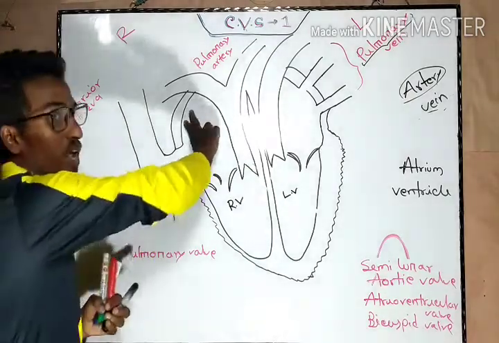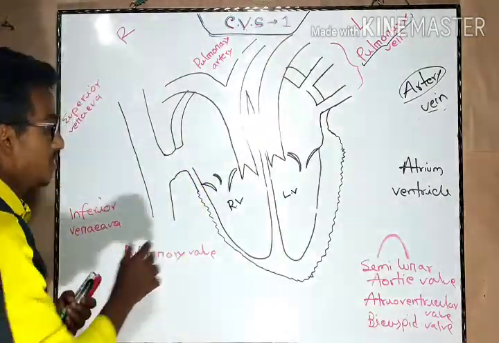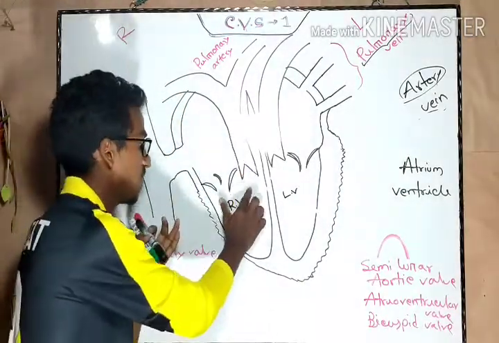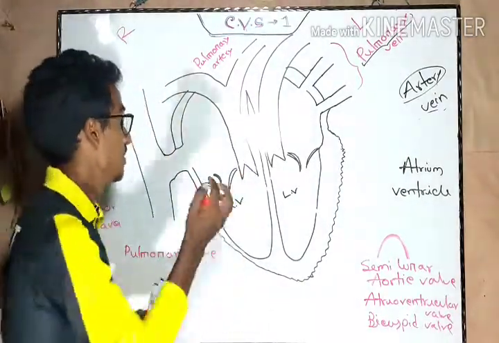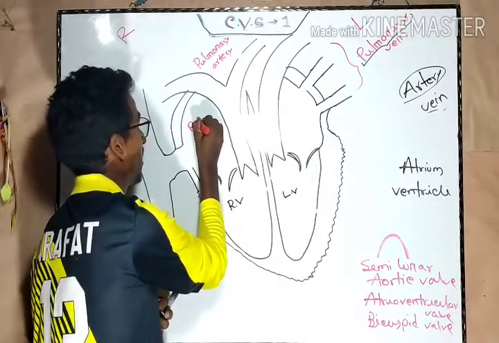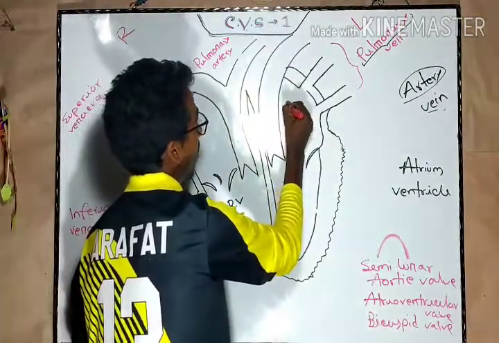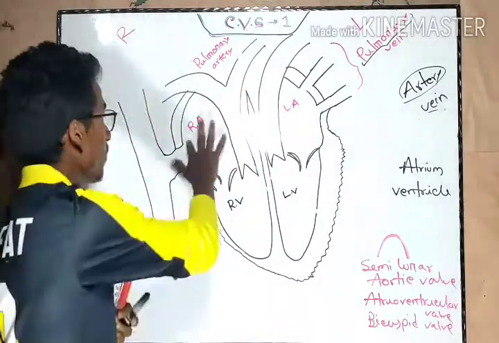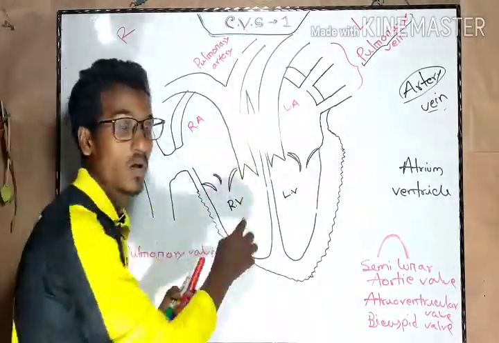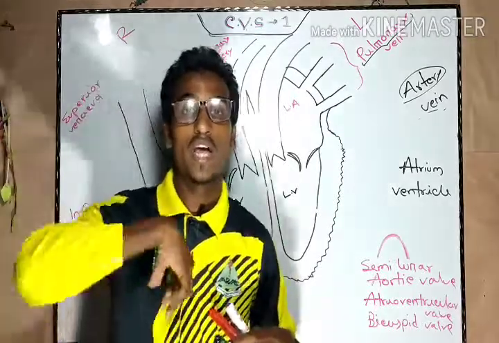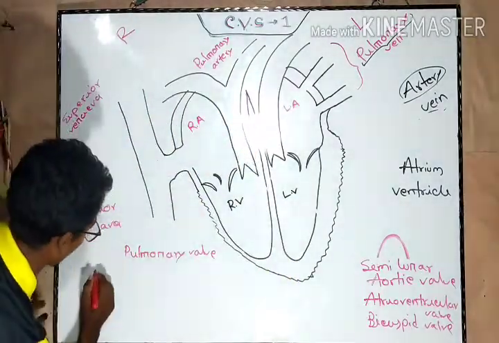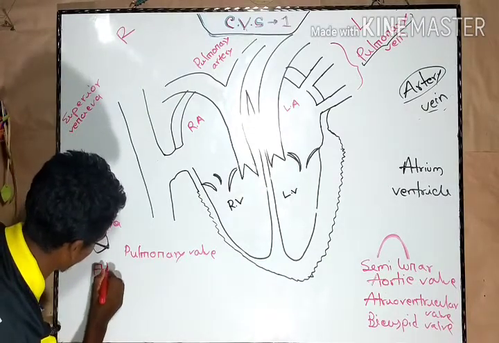Now complete the right atrium. Now these valves are between the right atrium and right ventricle. This is the right atrium, this is the left atrium. These valves are between the right atrium and right ventricle. It's called the right atrioventricular valve.